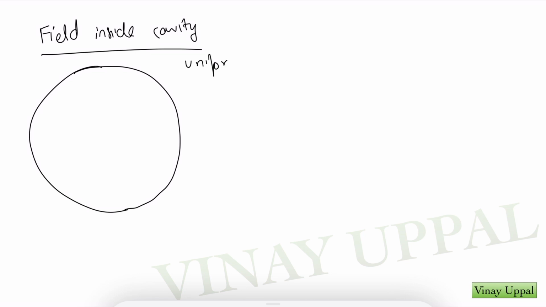If I look at the field inside a cavity, so let's say I have a uniformly charged solid sphere and I have a spherical cavity inside. So let's say this is D vector. D vector is the vector connecting the two centers, the center of the bigger sphere and the center of the cavity. So I want to find the field at any point, let's say point P, inside the cavity.